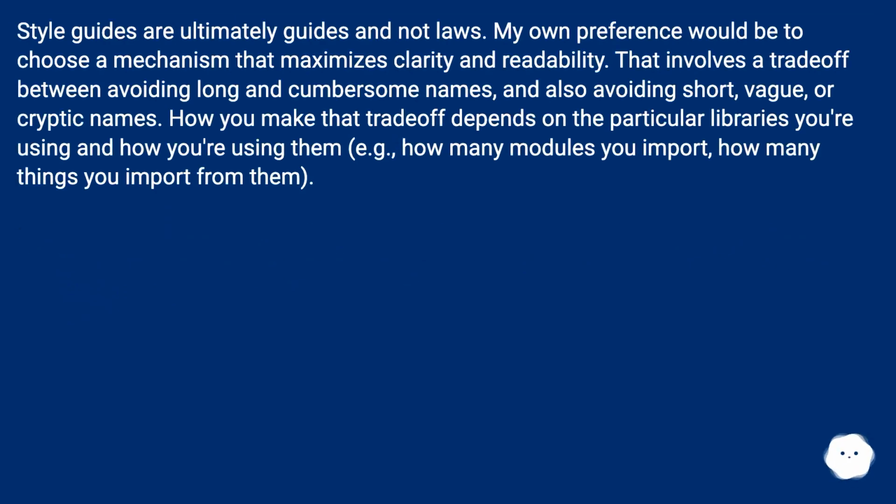Style guides are ultimately guides and not laws. My own preference would be to choose a mechanism that maximizes clarity and readability. That involves a trade-off between avoiding long and cumbersome names, and also avoiding short, vague, or cryptic names. How you make that trade-off depends on the particular libraries you're using and how you're using them. For example, how many modules you import, how many things you import from them.